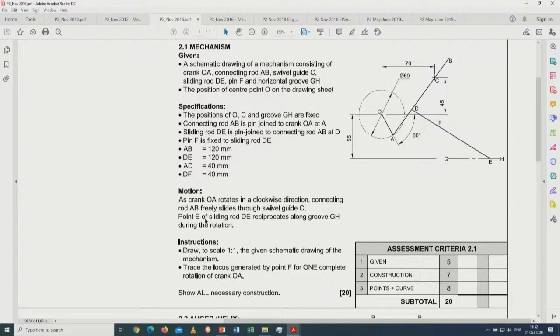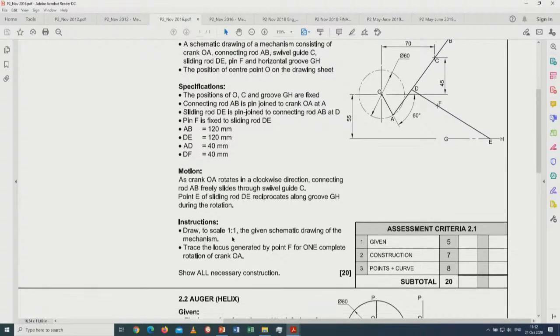All right. Point E of sliding rod DE reciprocates along groove GH. In other words, it goes all along that line over there. It starts sliding inwards and outwards during the rotation. All right, draw to a scale of 1 to 1 on the given schematic drawing that you see over here. Trace the locus generated by point F for one complete rotation of the crank OA.